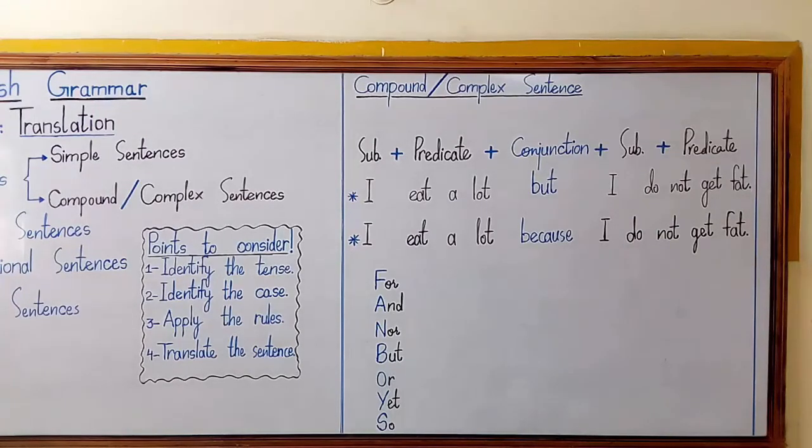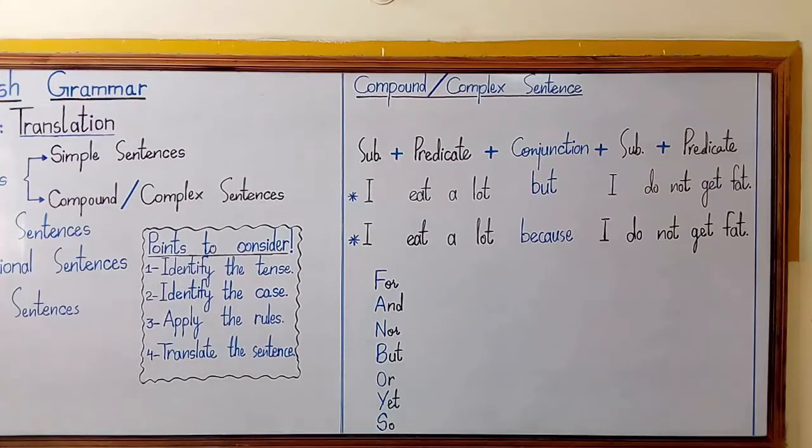Now look at example number 2. I eat a lot because I do not get fat. The conjunction given in this sentence is because. Does this conjunction belong to fanboys? Let's see. For, and, nor, but, or, yet, so. No. Because does not come in the list of fanboys. So it is a subordinating conjunction, not a coordinating conjunction. So because it's a subordinating conjunction, hence the sentence I eat a lot because I do not get fat is a complex sentence. Okay, come on.